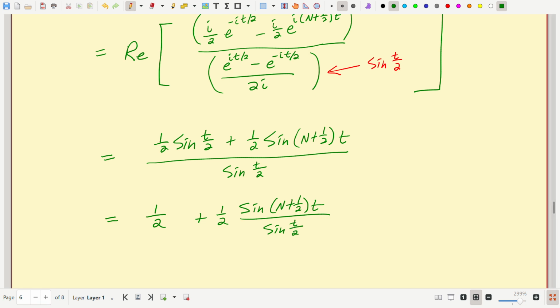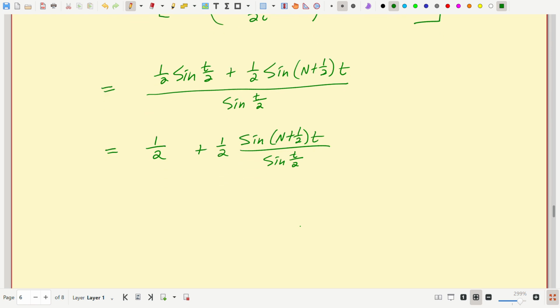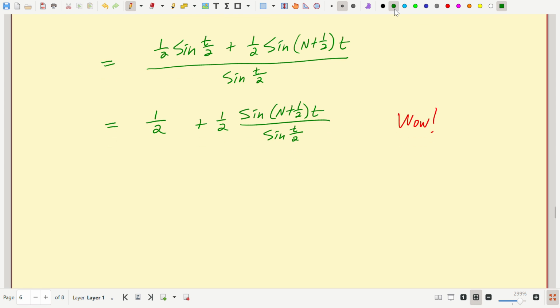Okay, so finally, when I want the Dirichlet formula, wow, that simplifies. I can't help but say wow. That was a sum of n things. It all simplified down to something very simple and clean. And with the Dirichlet kernel, an even better miracle happens. Remember, the Dirichlet kernel is 1 plus 2 times that sum.